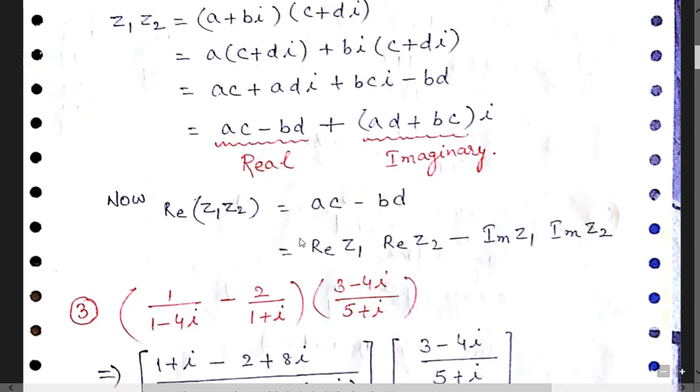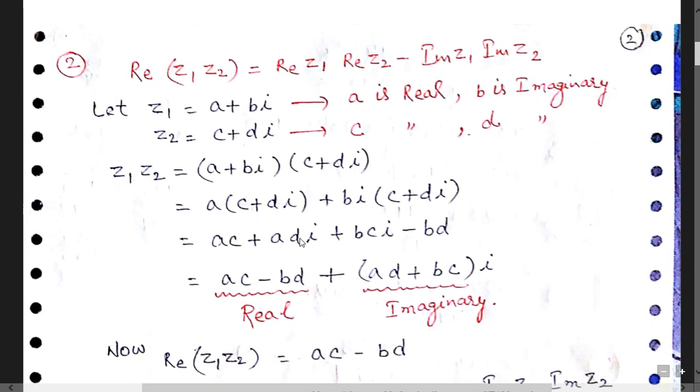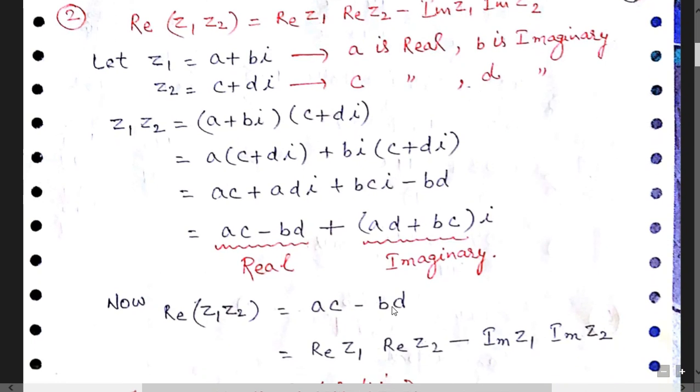What is the meaning of A? A is the real part of Z1. And what is the meaning of C? C is the real part of Z2. What is the meaning of B? B is imaginary part of Z1. And what is the meaning of D? D is imaginary part of Z2.